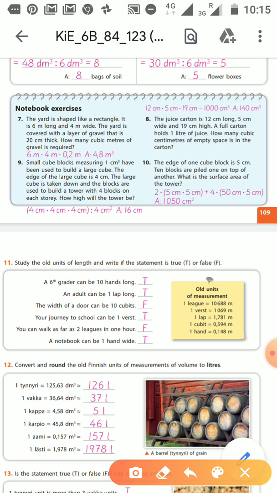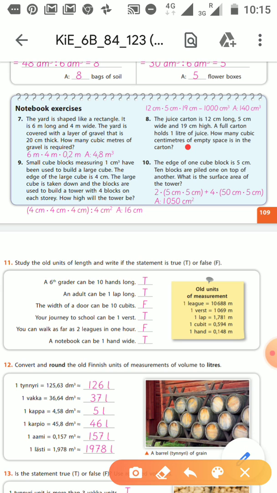Question 8 over here. You've been given 3 figures, 12, 5, and 19. You times those together, 12 times 5 times 19, which would be 1,140 if you work that out. And then you've just got to take away what a litre is. A litre, if you remember, is 1,000 cubic centimetres. So the answer would be 140 cubic centimetres.